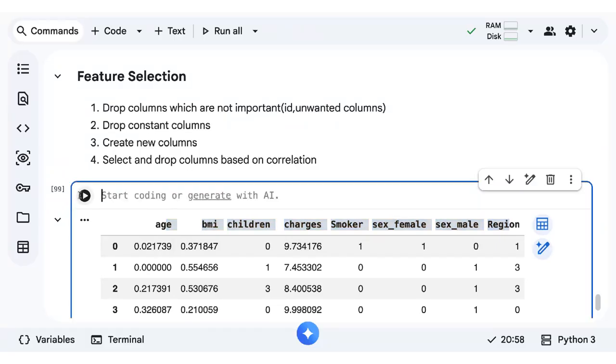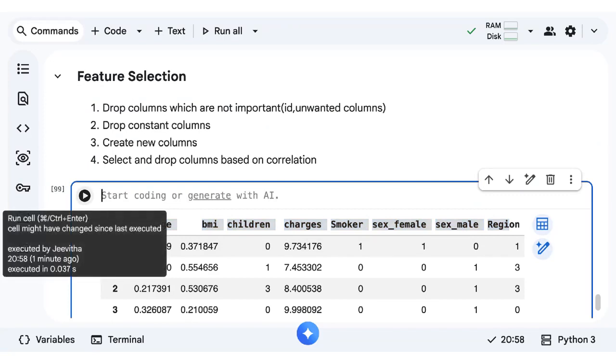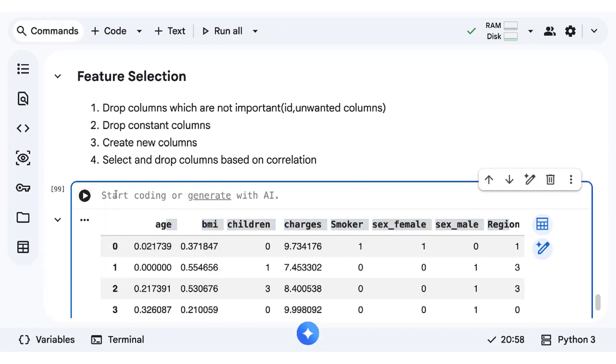So now I'm going with a heat map. For that, I'll be selecting the data. Only numerical columns should be taken for a correlation. You might ask, even these are numerical, right? But they are encoded ones. So you have to consider only these four columns. Understood? Actual numerical columns should be considered for a heat map.